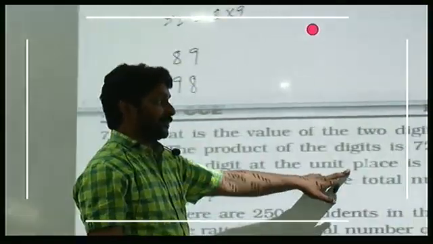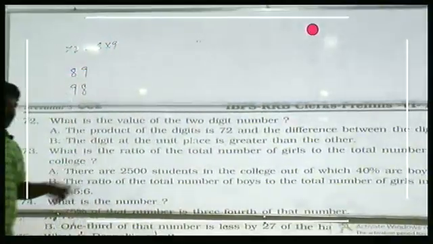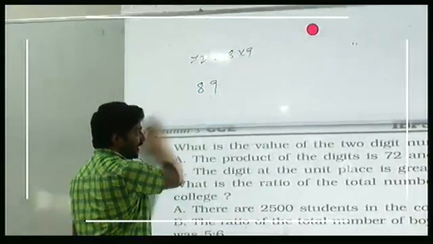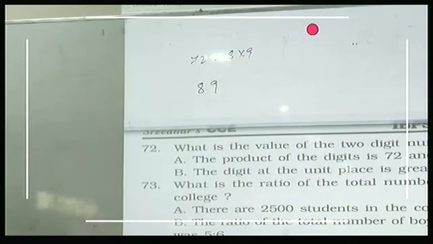The digit at the units place is greater than the other. Only using B? No. 1 and 2? Yes. Digit in units place is greater than the other digit. So 98 cannot be your answer. 89 is right answer. So A and B both are required.